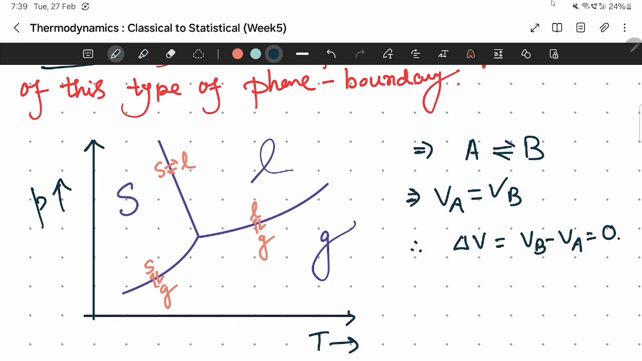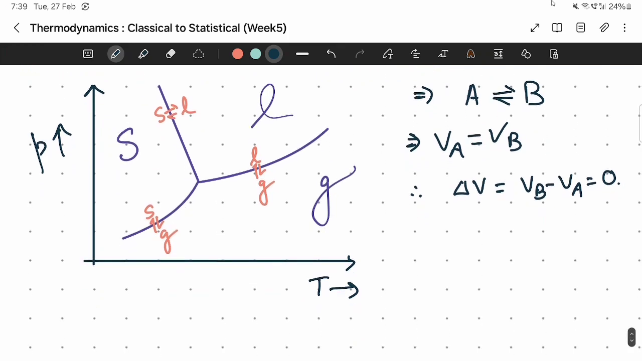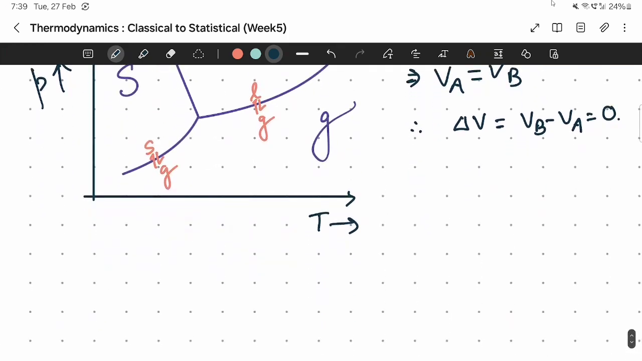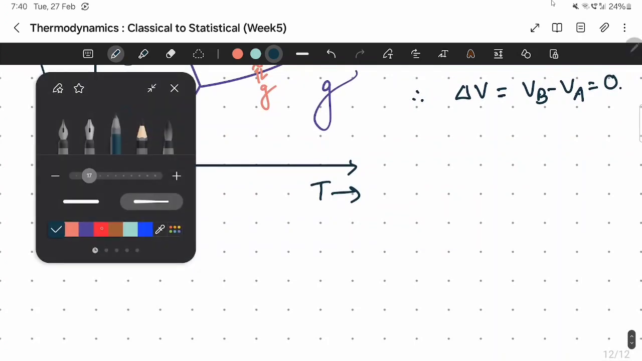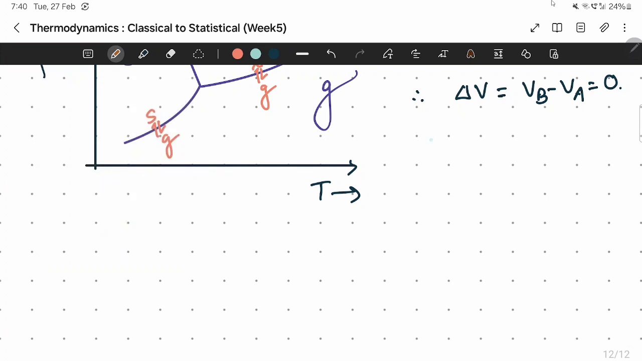They have asked to draw the phase boundary, the pressure temperature curve of this type of phase boundary. So if del V is 0, how is the nature of the curve determined? We know the Clausius equation. For phase transitions we use the Clausius equation, which is del P del T equal to del H by T del V. Correct?